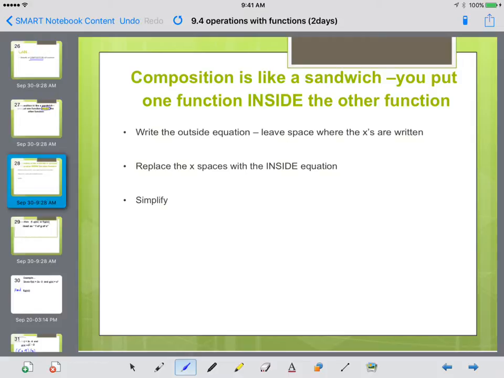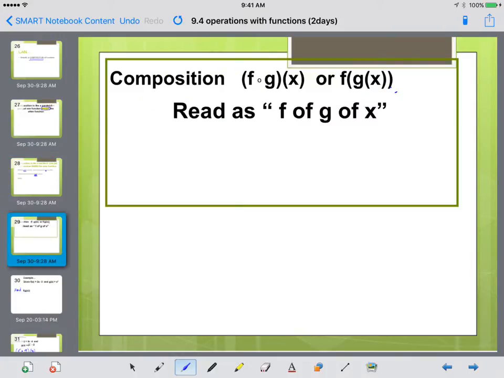Step 1, write the outside equation. Leave spaces where the x's are written. Replace the x spaces with the inside equation and then simplify. Okay, this will make more sense, but one more slide of background info.